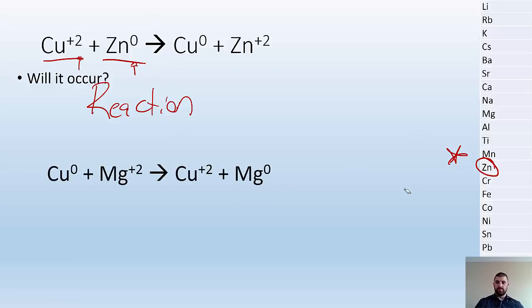Whereas, what about this one? I got Cu and Mg +2. Will this occur? Well, let's see. I got Cu0, not oxidized, and Mg +2 is oxidized. And it's the one that wants to be oxidized more. It's higher up. It's more active. And it's already oxidized. So you're not going to get anything that happens. It's going to be that scenario where it's like, yeah, I'm oxidized, and that's right. Nothing's going to happen.